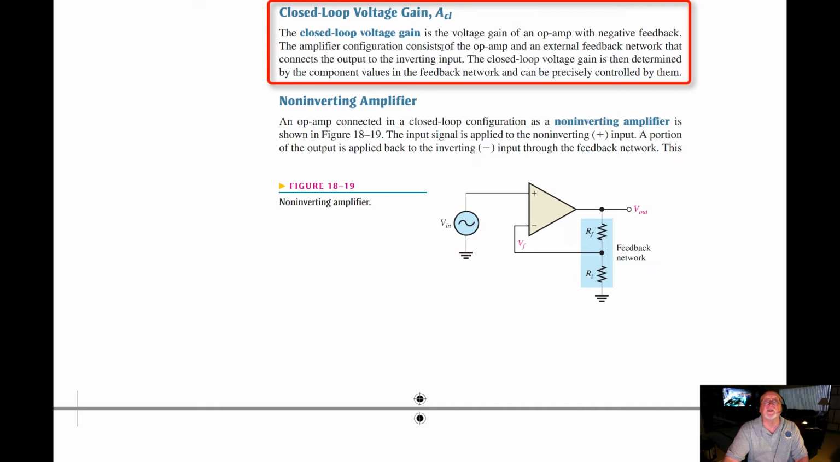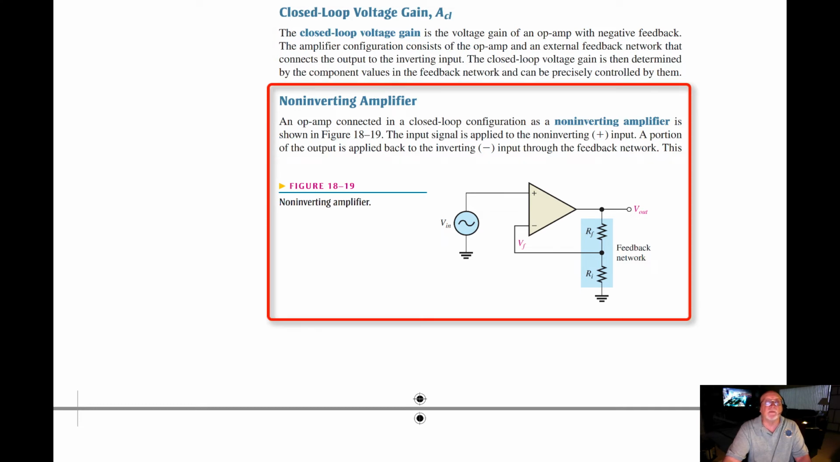Closed loop voltage gain is the voltage gain of an op amp with negative feedback. The amplifier configuration consists of the op amp and an external feedback network that connects the output to the inverting input, like we just saw. The closed loop voltage gain is then determined by the component values of the feedback network and can be precisely controlled by them. Again, hopefully in your lab you'll be able to configure a closed loop and open loop op amp and see these characteristics.